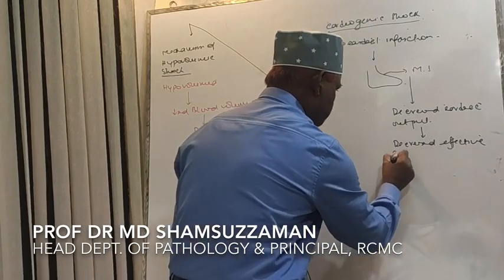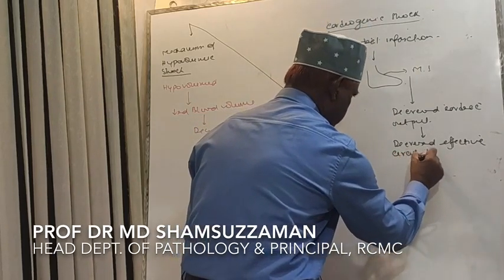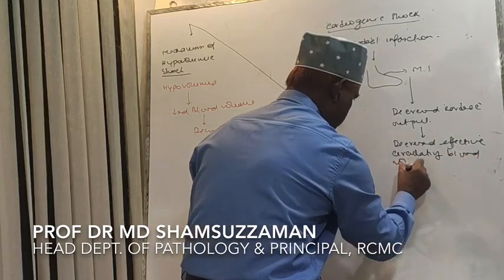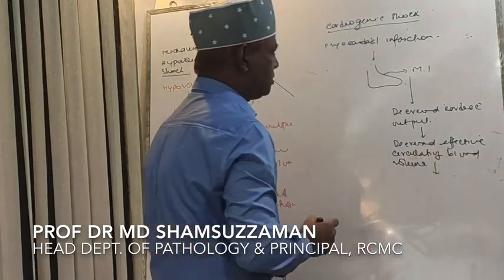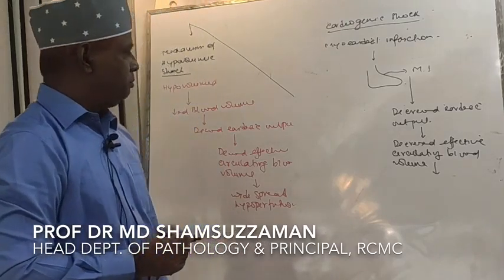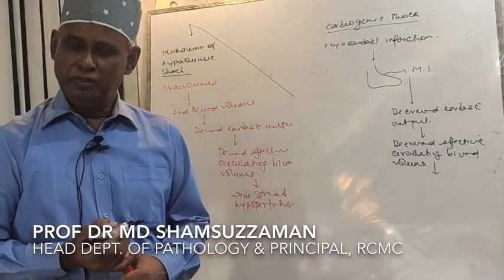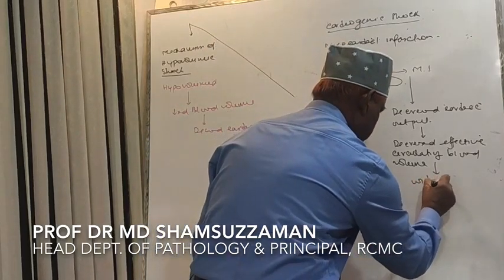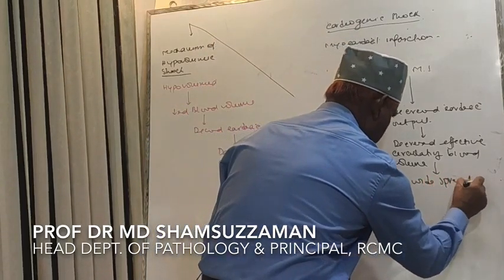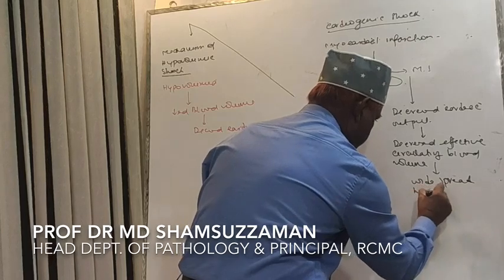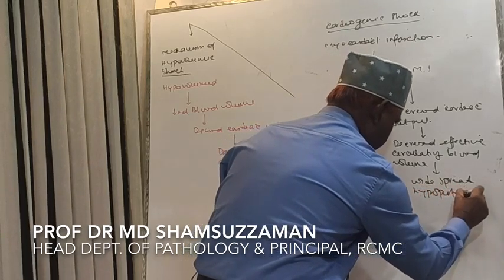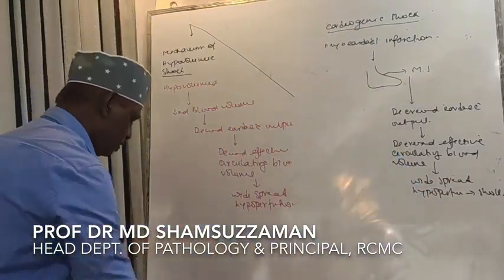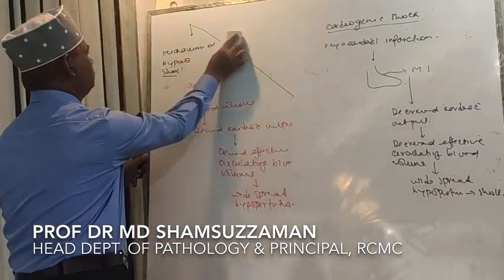Decreased effective circulating blood volume. As there is decreased effective circulating blood volume, there will be widespread hypoperfusion of tissue, and that will lead to shock. So this is the mechanism of cardiogenic shock.